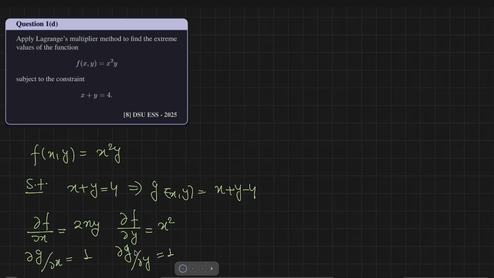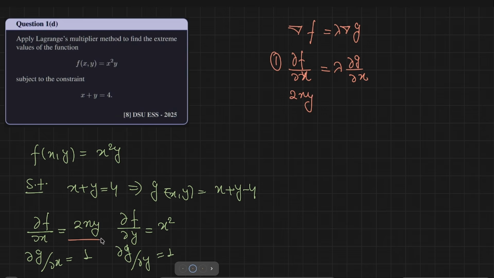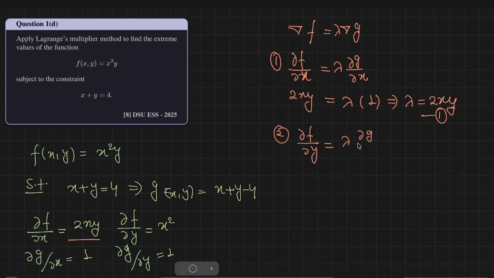Okay, so from here, when you solve this, the condition is basically delta f equals lambda delta g. It means the first condition: the partial derivative of f with respect to x is equal to lambda times the partial derivative of g with respect to x. So this is 2xy, the partial derivative, is equals to lambda into 1. So from here, lambda is equals to 2xy. I can write this as equation 1. The second case is the partial derivative of f with respect to y equals lambda times the partial derivative of g with respect to y. From here, it is basically x square is equals to lambda into 1.